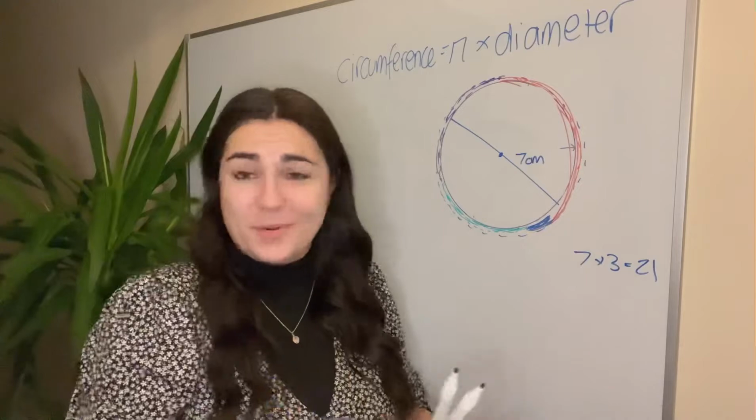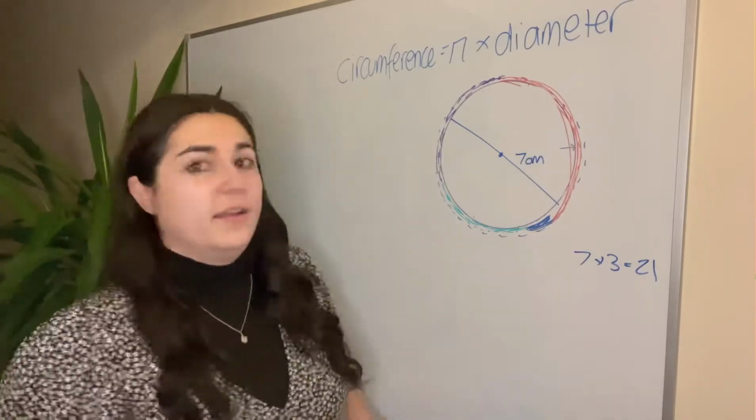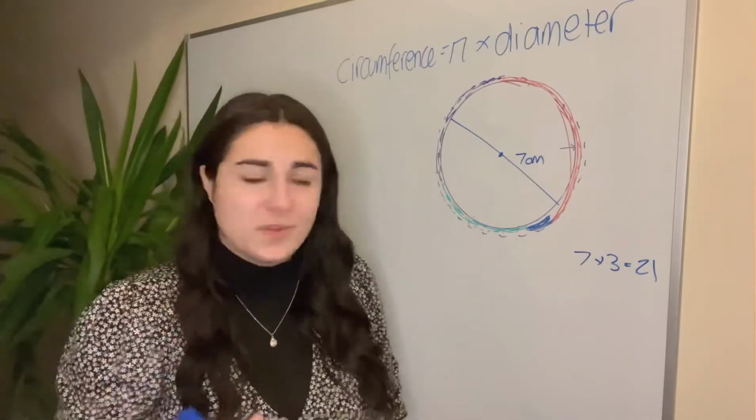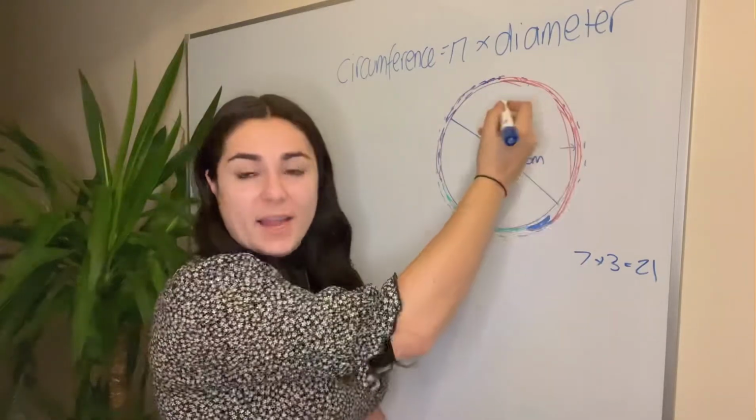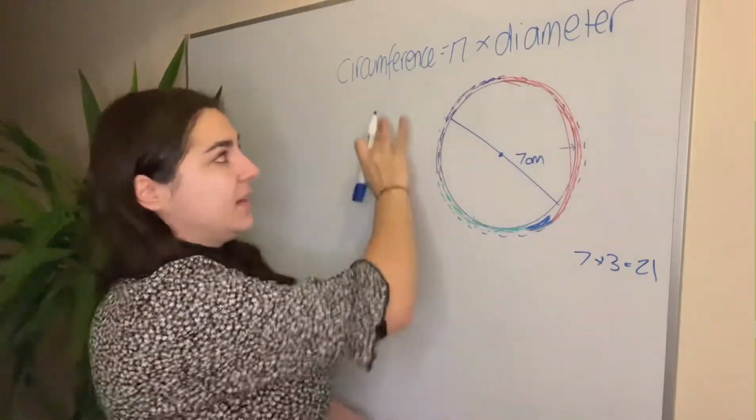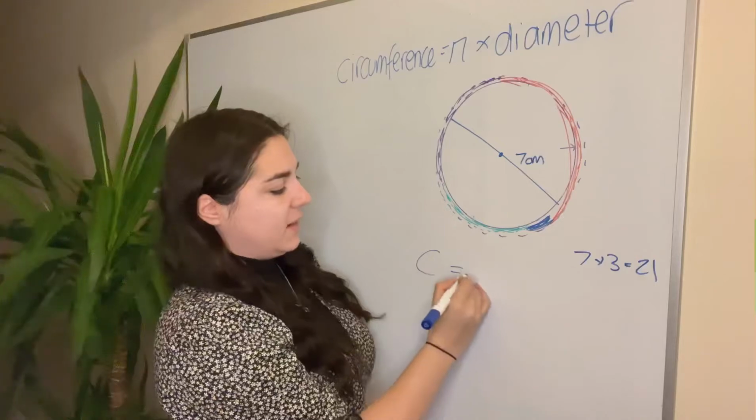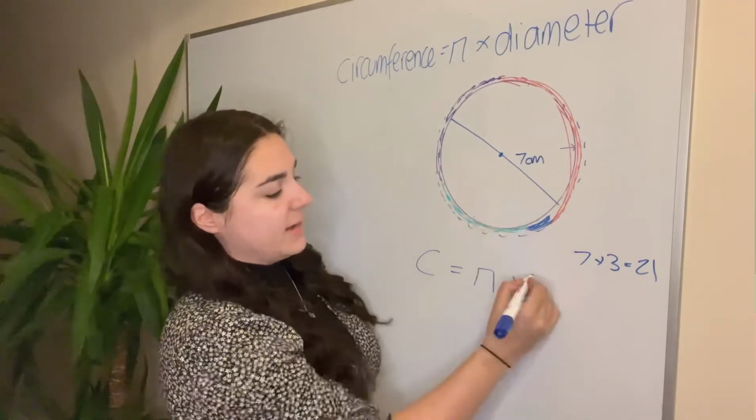So if by accident you type a number wrong in your calculator and you got, I don't know, 2.17, you know it's way too small. The circumference has to be larger than the diameter. Okay, so circumference is pi times diameter, so the circumference will be pi times 7.